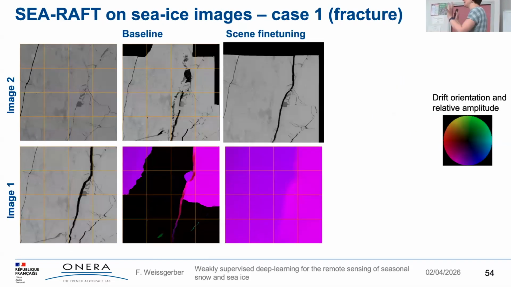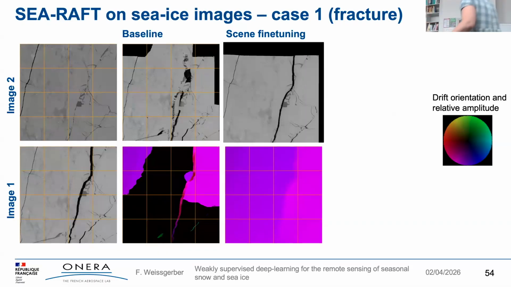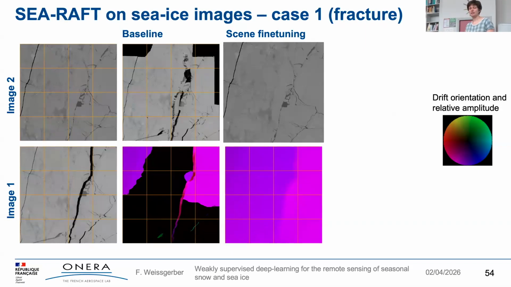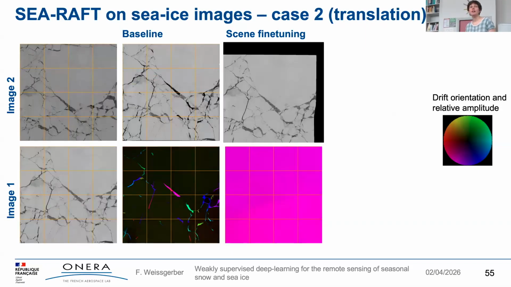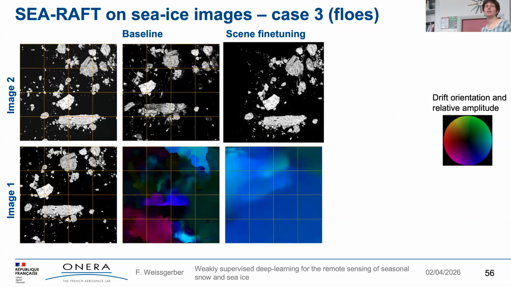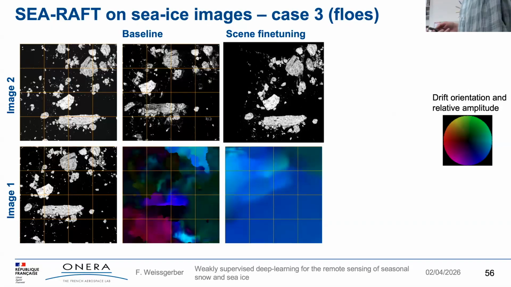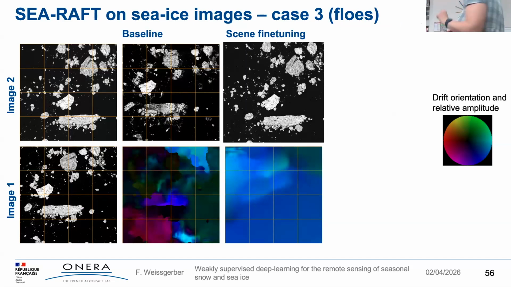So I won't show you any tables, but basically we are improving a lot from the CRAFT, but I will show you images. So that's the first case. So apart from the fracture, we are really compensating the drift. The image is nearly not changing. The same for this translation. There is a small fracture there, but basically with this new model, it's working very well. And again, for the different floes, we have still some floes that are not working well, but it's okay.